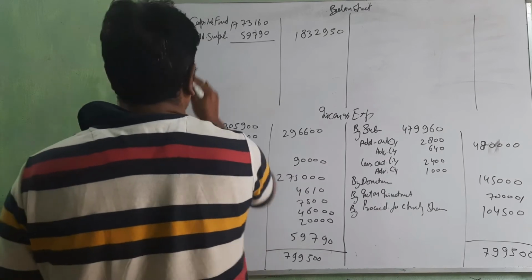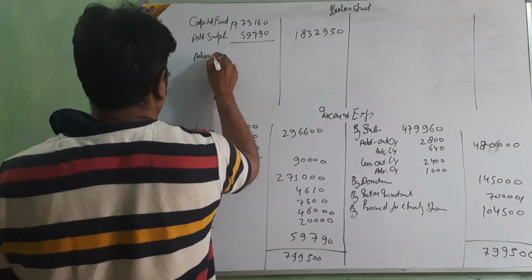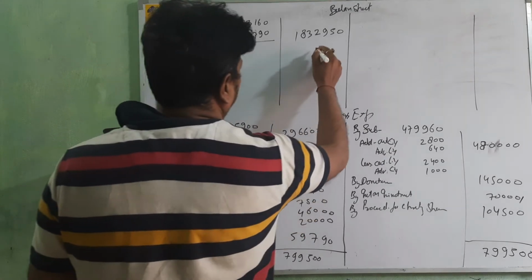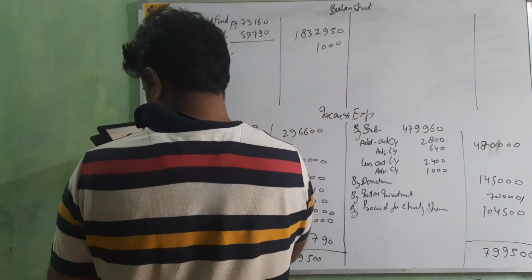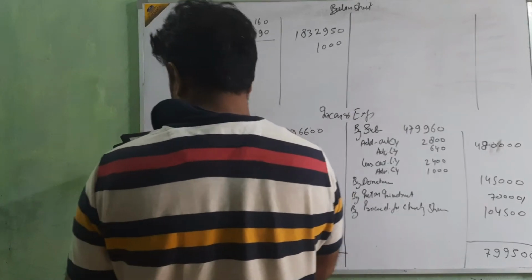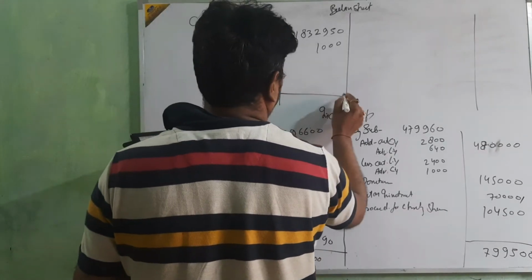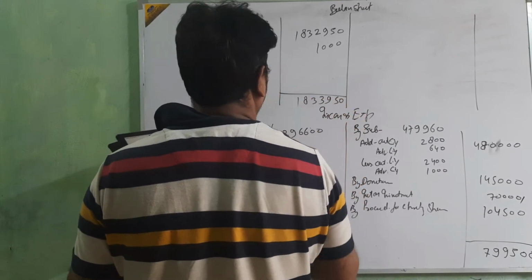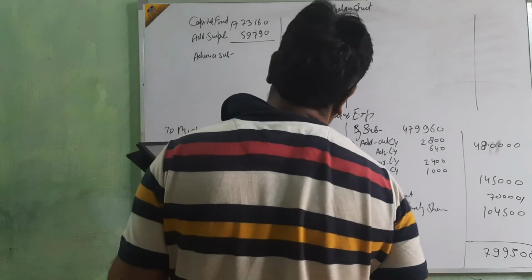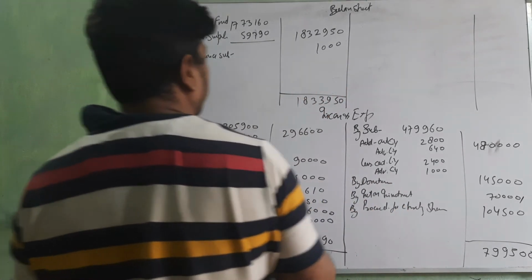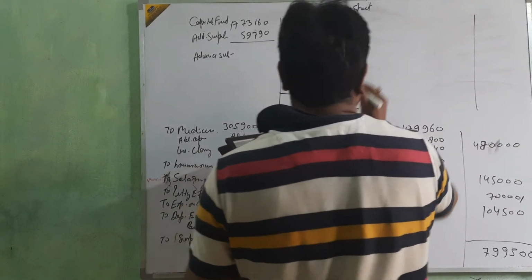Advance subscription, 1000. Okay, beta. Finished? Nothing else, I think. Just see. The total is 18,33,950. Okay.